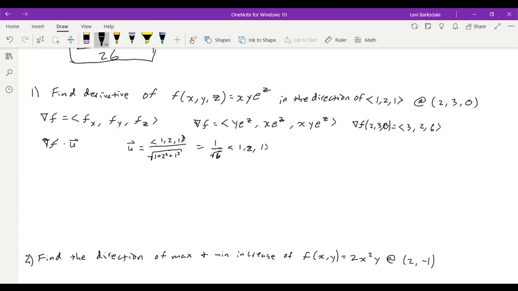All right, then our directional derivative would just be this gradient (3, 2, 6) dotted with 1 over root 6 times (1, 2, 1). Since this 1 over root 6 is basically just a coefficient, we can pull it out front. And then we have 3 times 1 is 3, plus 2 times 2 is 4, plus 6 times 1 gives us 13 over the square root of 6 as a final answer.